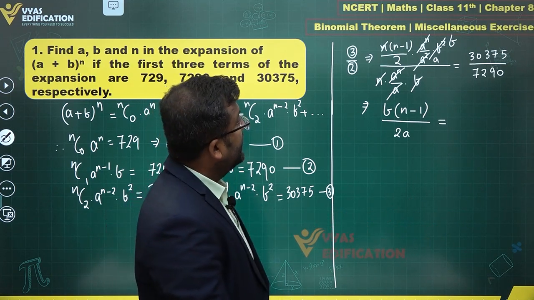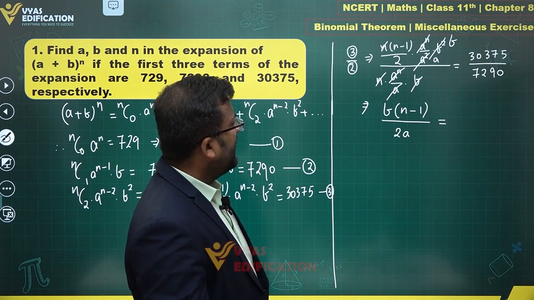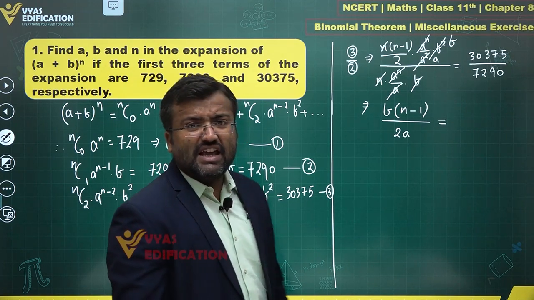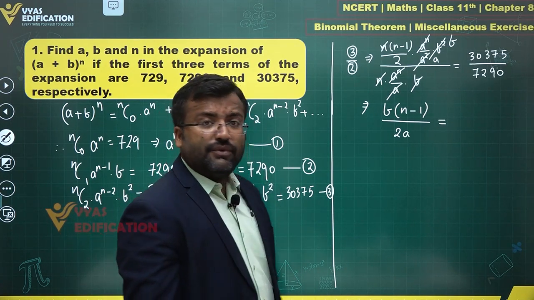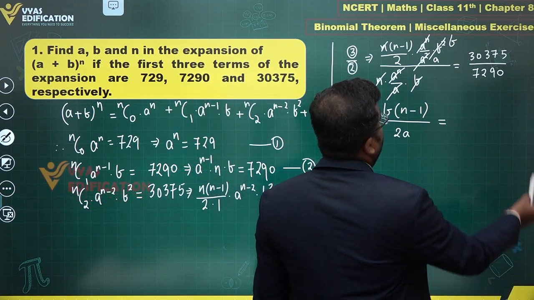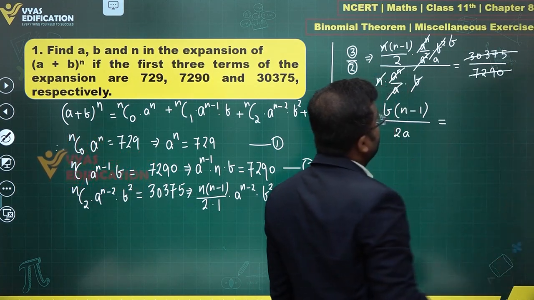30375 and 7290. You have a multiple. You have a factor of 5. You also have a factor of 3 as well, right? So we can cancel a factor of 15 directly. Let's cancel a factor of 15 over here in the numerator and denominator.